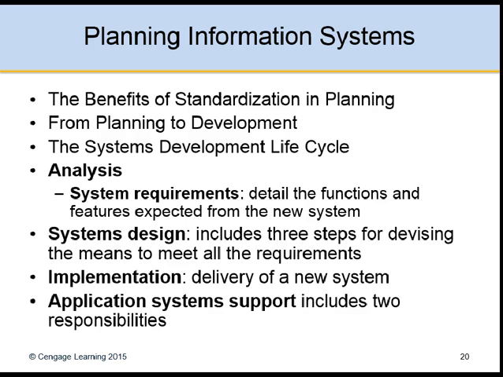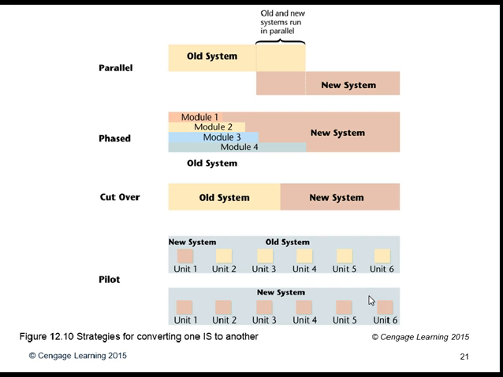Another conversion strategy is a pilot conversion, and that introduces the information system into one business unit at a time. A beta site is a site that tests the new system. And here we see a graphic of the 4 types of conversion strategies: parallel, phased, cutover, and pilot, and how you get to the new system from the old system over time.